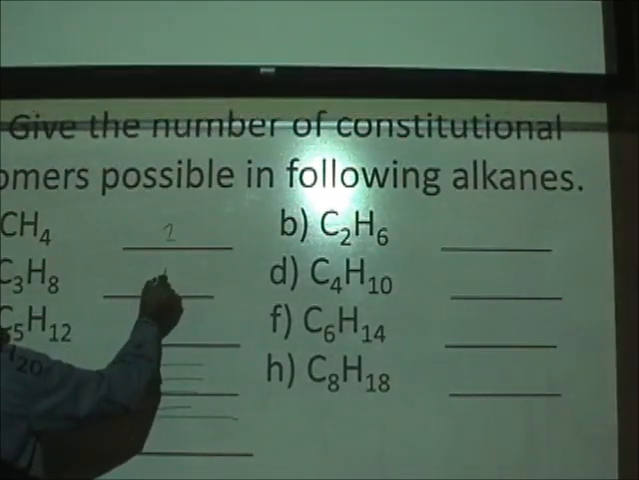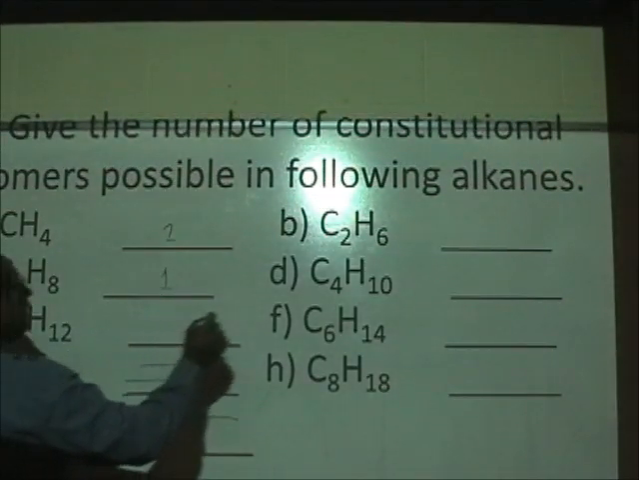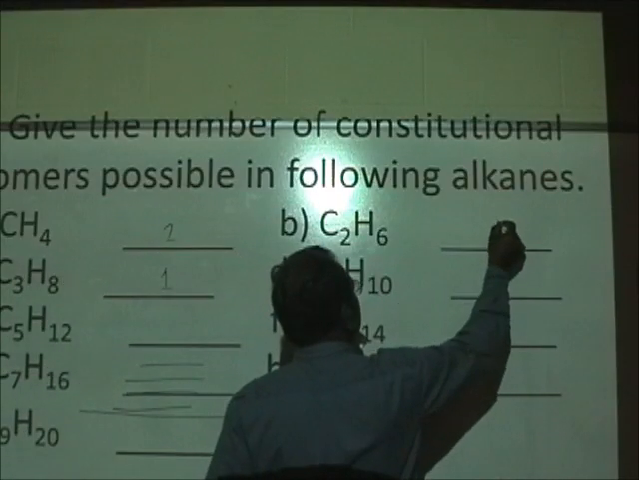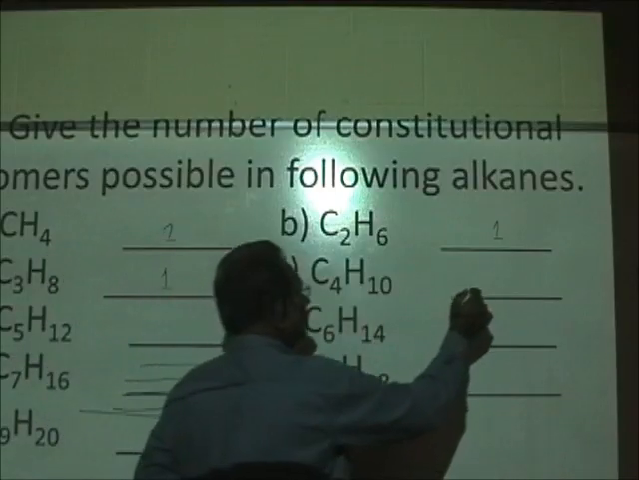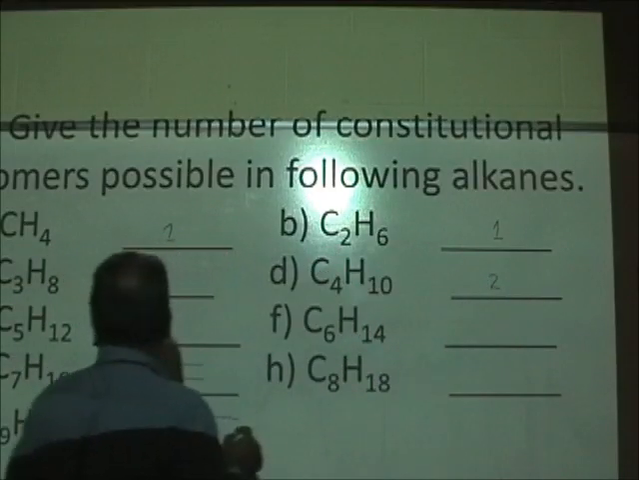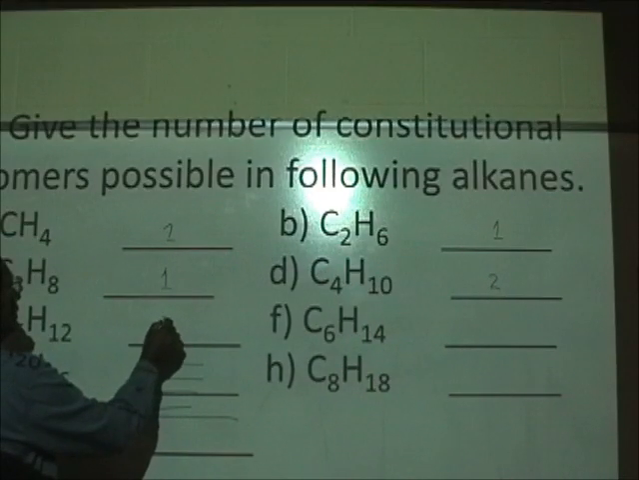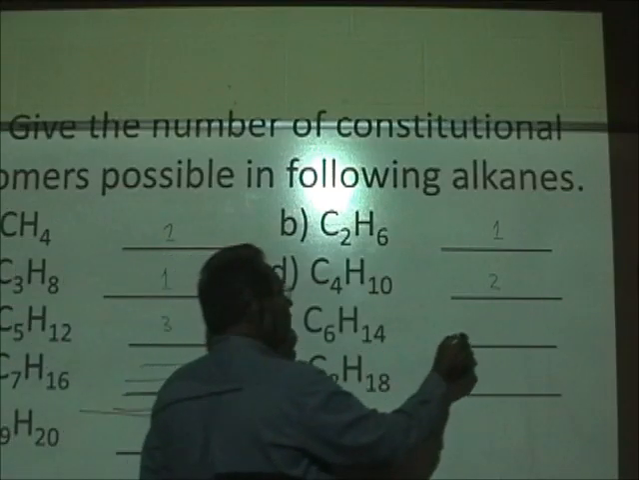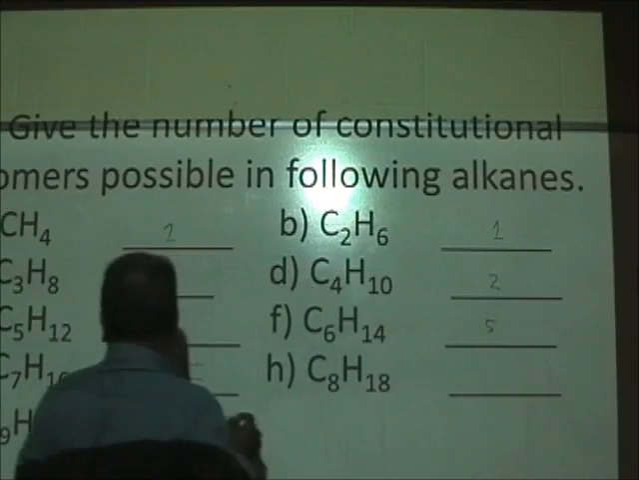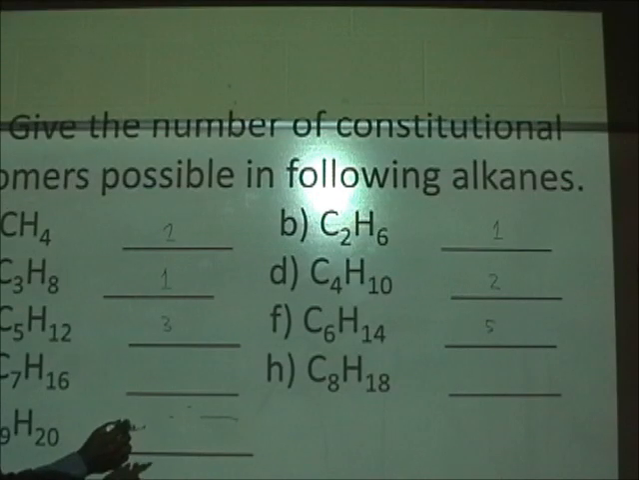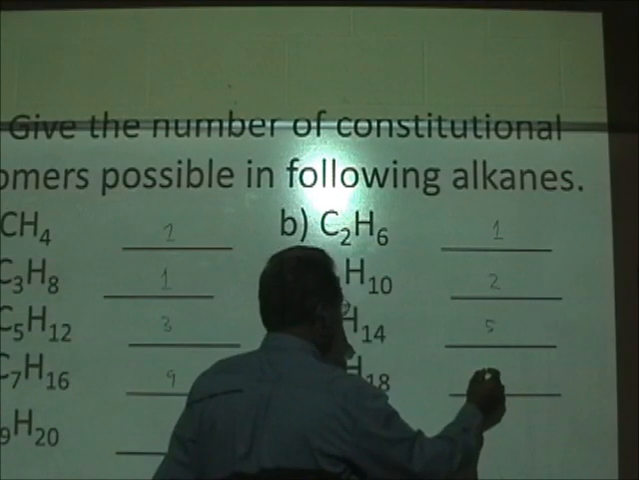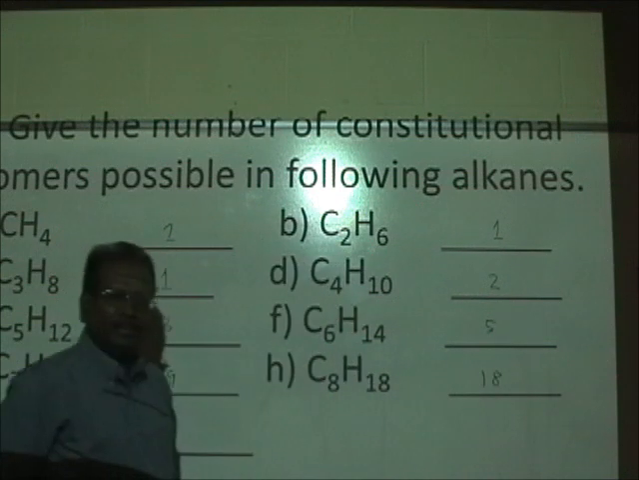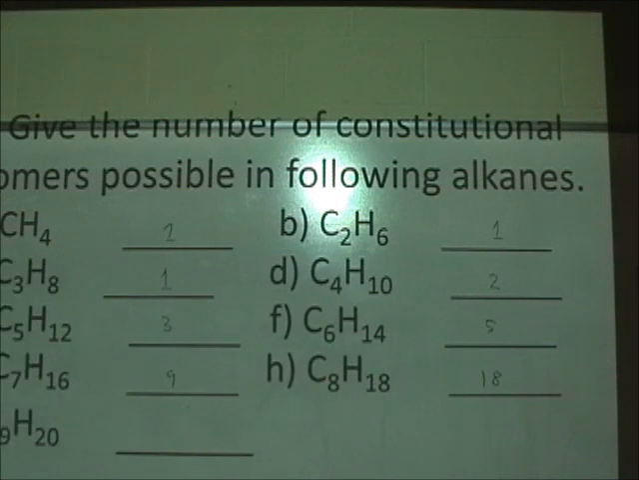Okay, this is going to be only 1. There's going to be only 1. And C4 is going to be 2. This is going to be 3, 5. This is going to be 9 and 18. So what was the 35?